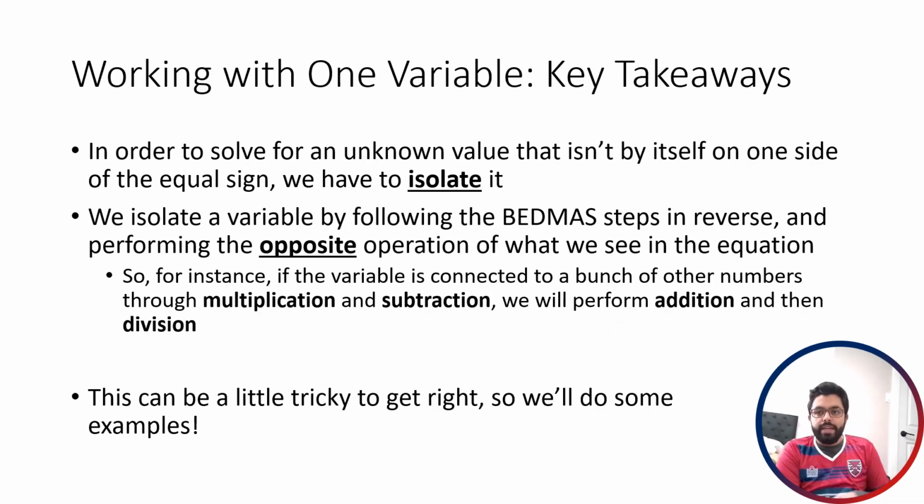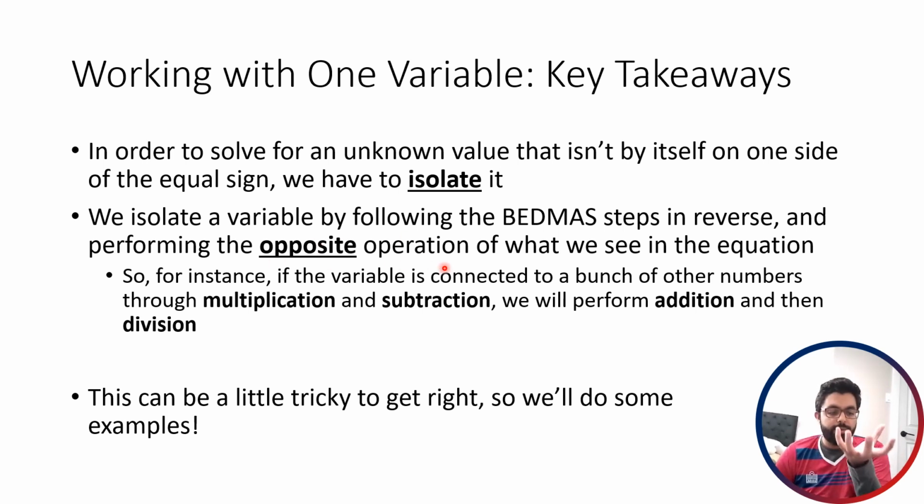So a couple of key takeaways here: in order to solve for an unknown value that isn't by itself on one side of the equal sign, we have to isolate it. So we have to make sure that it ends up being by itself, and then we can figure out what number it's supposed to be equal to. Now we isolate a variable by following the BEDMAS steps in reverse. So instead of starting with brackets and ending with addition and subtraction, we start with addition and subtraction and end with brackets. And we also perform the opposite operation.